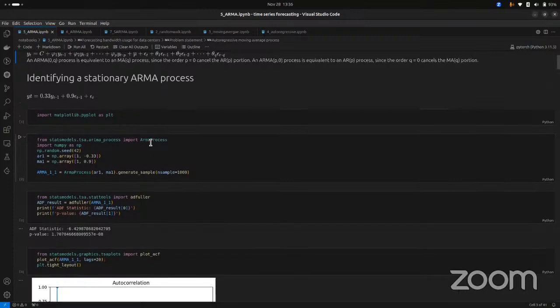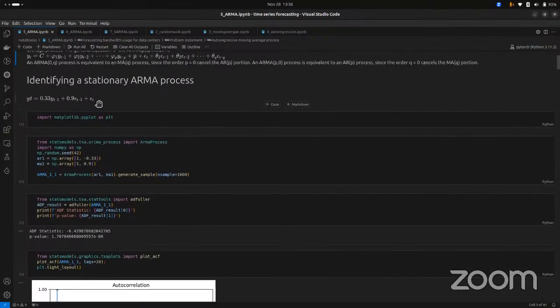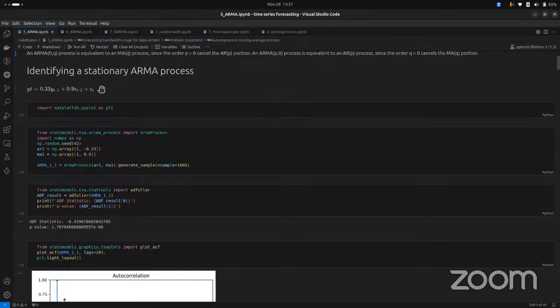The first thing we're going to do is simulate an autoregressive moving average process, an ARMA process. I'll be saying ARMA from now on, so I don't need to say that whole long thing. We're going to simulate an ARMA process and build up from there, step by step, to how we can build a model to predict that process.